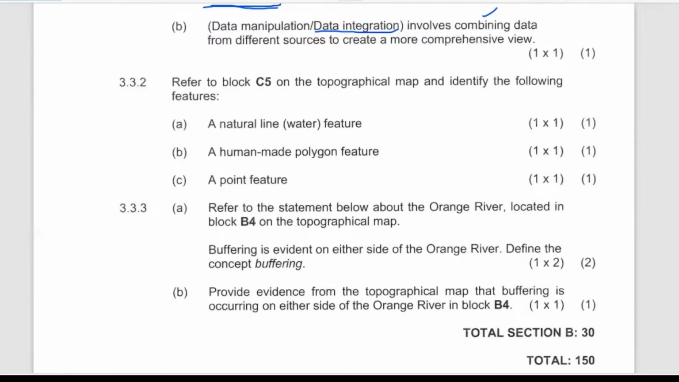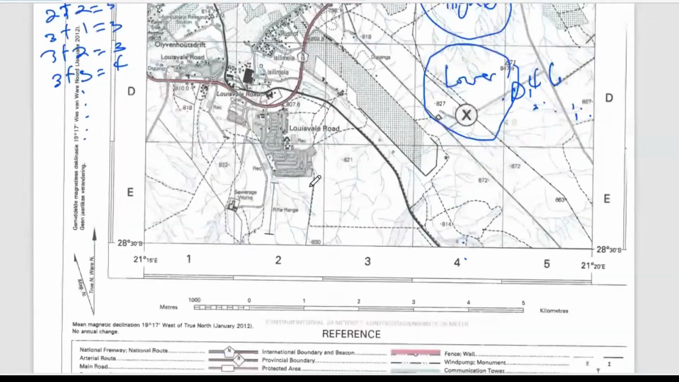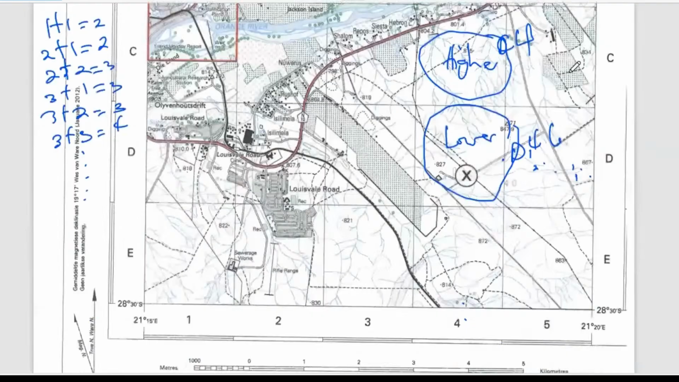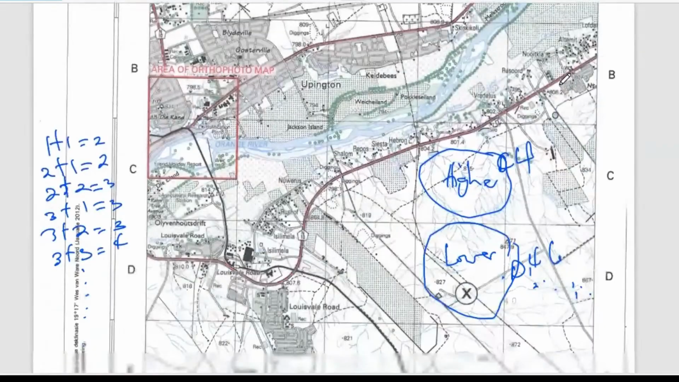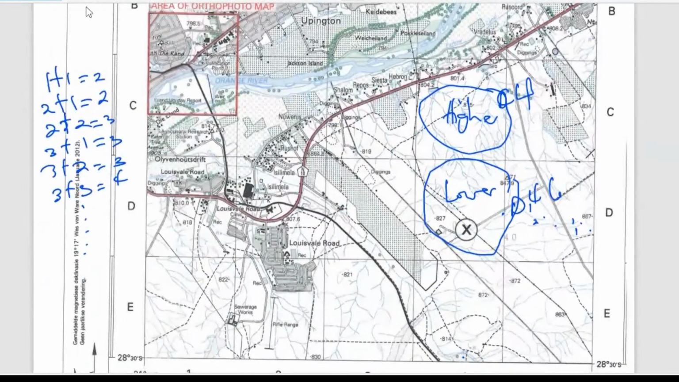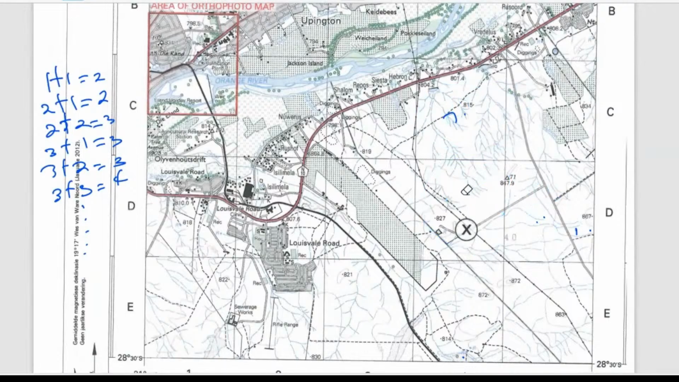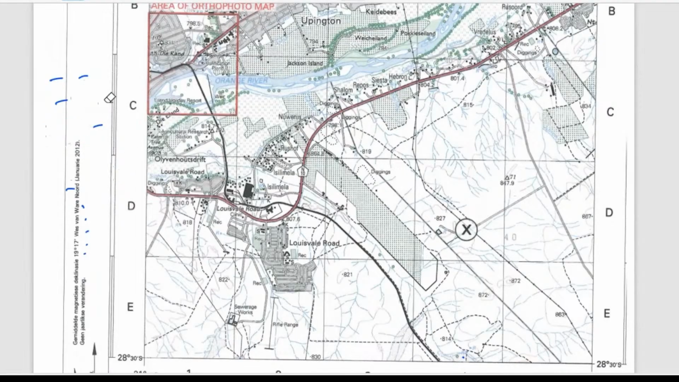Let's go to block C5. If we check on block C5 on the topographic map, we are referring to block C5 here. Our block C5 is here. Let us try to analyze that block. Let's erase this information. Right, our block C5, we want to try and analyze. We want to identify a natural line, which is a water feature. A feature which is natural, which is presented as a line and is a water feature. Right, block C5 is this block here. We are worried about features in this block here. This is our block of reference.